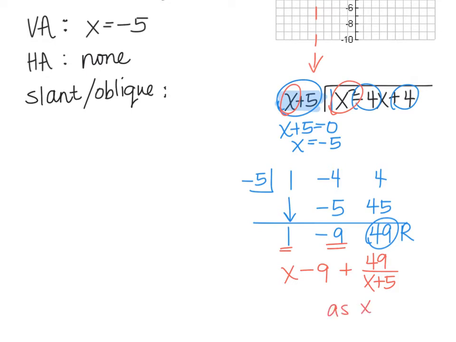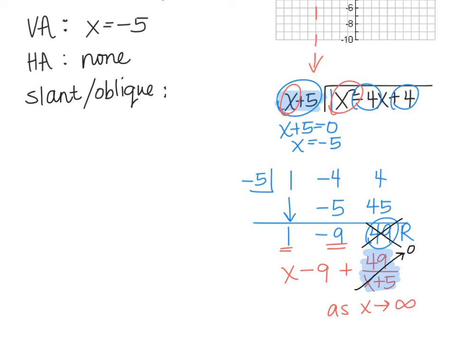But when we're using synthetic division to find the equation for the slant asymptote, again, this is an asymptote that's going to impact the far ends of the graph as x gets really, really big, as x approaches infinity. And as x gets very, very large, then 49 divided by x plus 5 is going to be a very, very small number approaching 0. And that's why many people just say you get to ignore the remainder when you're doing synthetic division to find the equation for the slant asymptote.